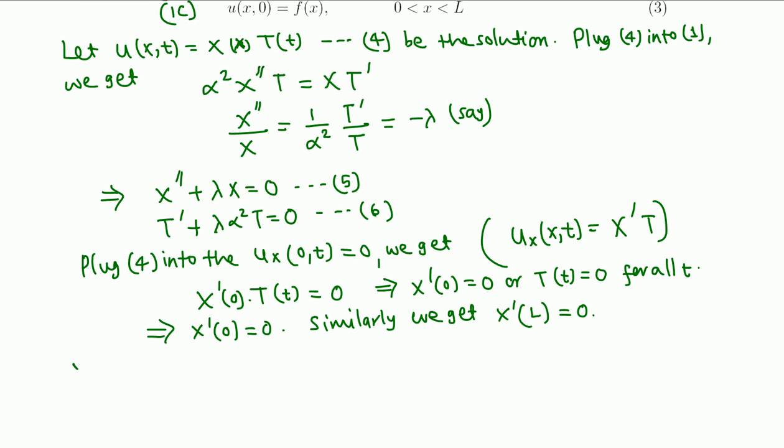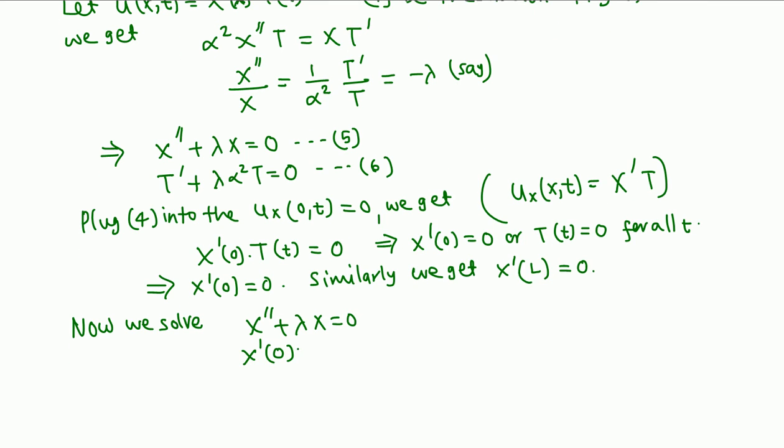Okay, now we solve the boundary value problem 5 with these two boundary conditions, X prime at 0 equals 0, X prime at L equals 0. This is 5, let's say these are 7. Okay, now we need to consider 3 cases, because lambda could be a positive number, 0, or a negative number. So 3 cases.